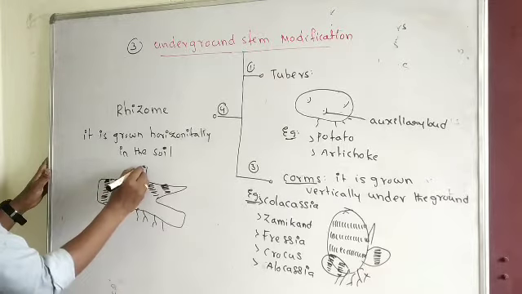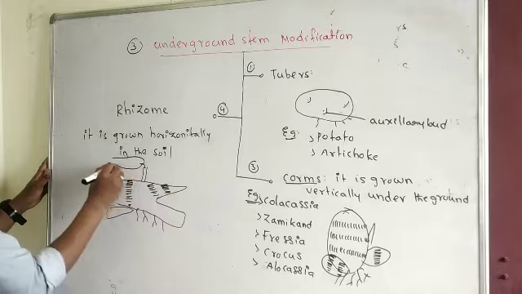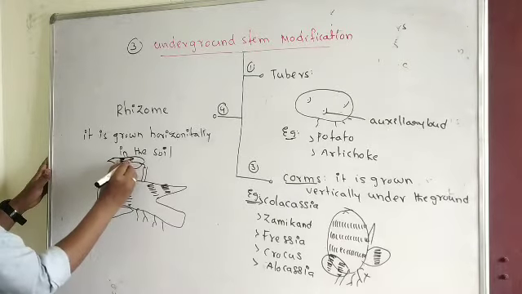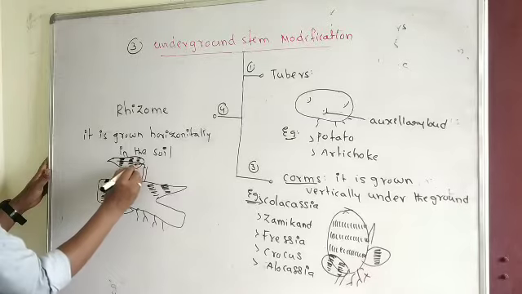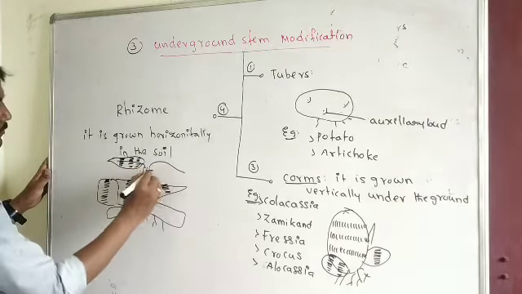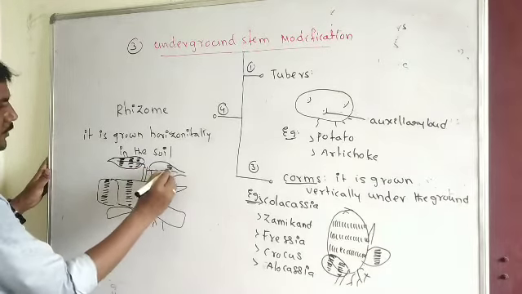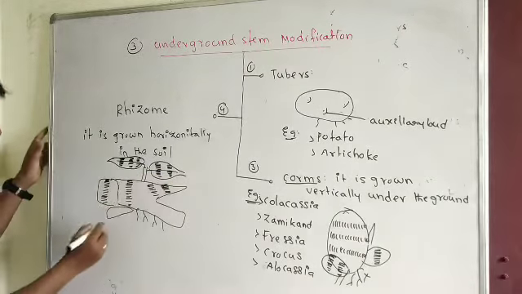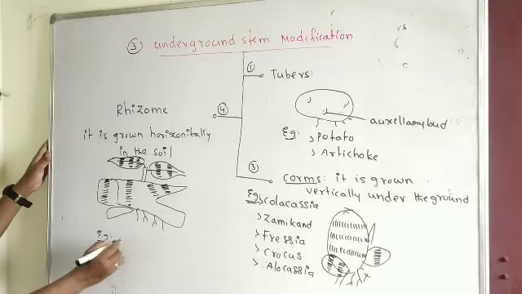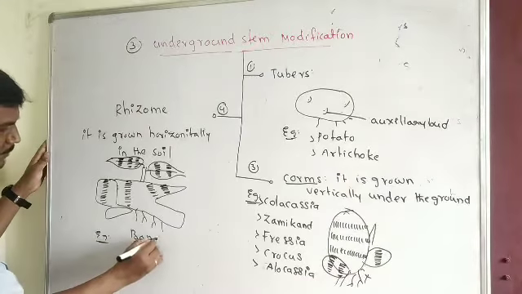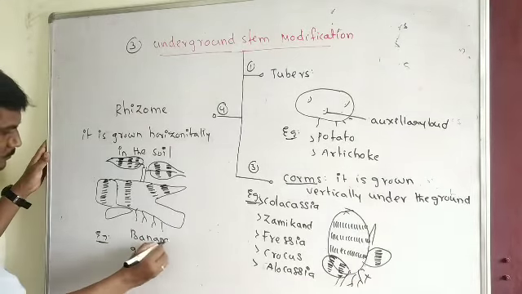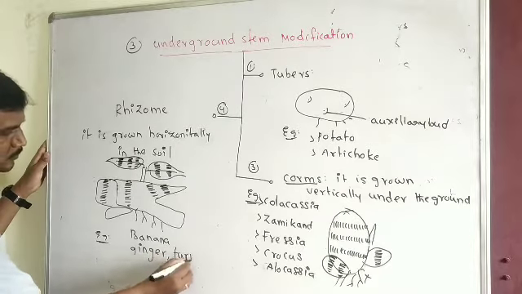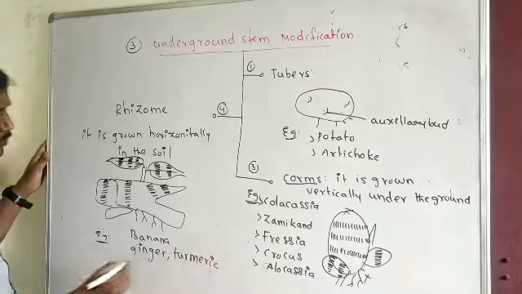Consists of nodes and internodes region. Example for this one, rhizomes normally seen in banana. Example for the rhizomes: banana, ginger and turmeric. So very important.